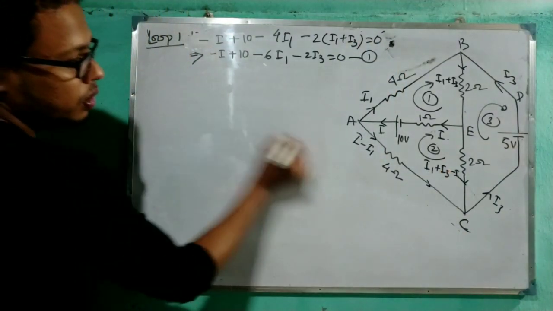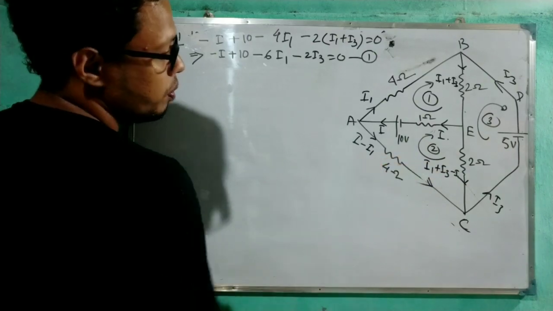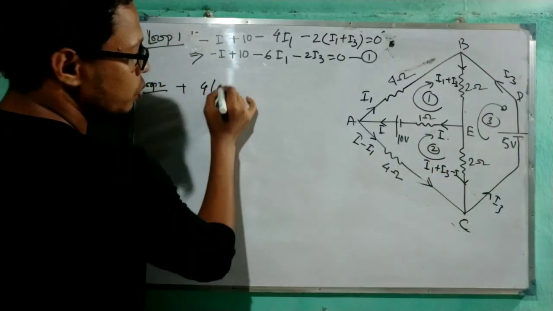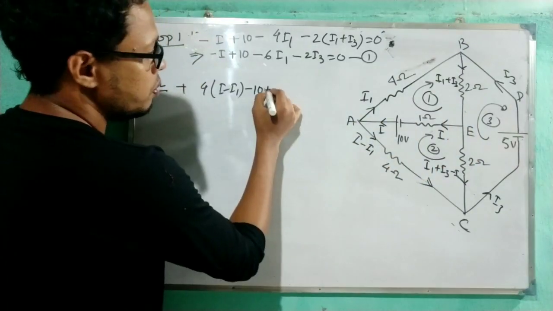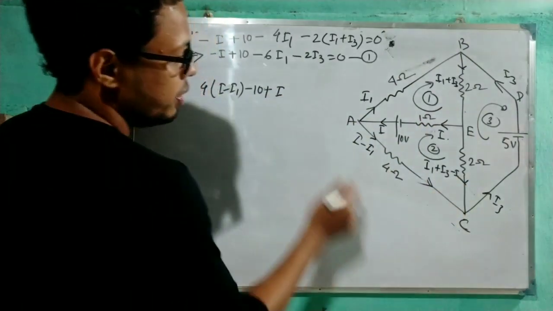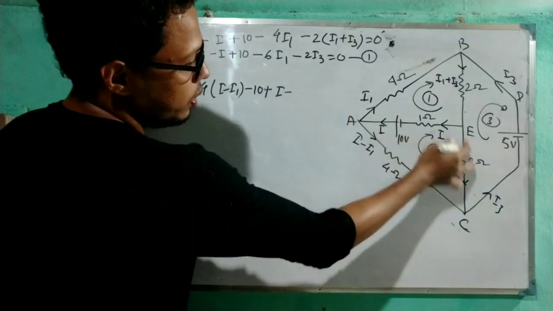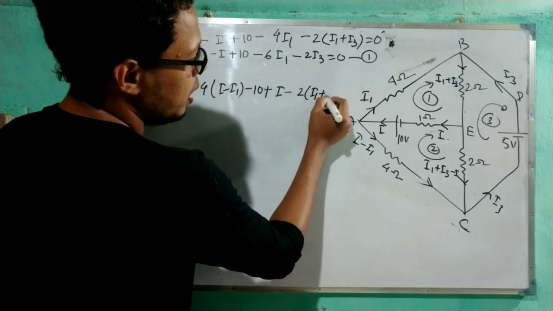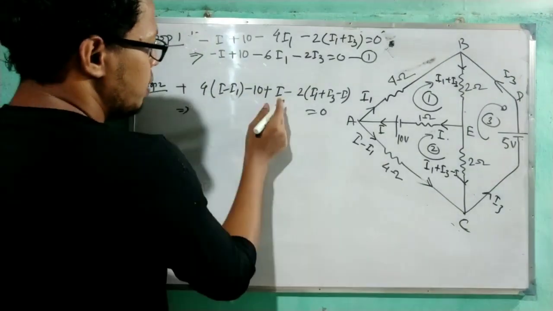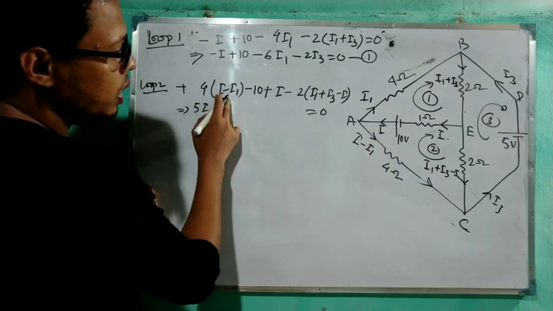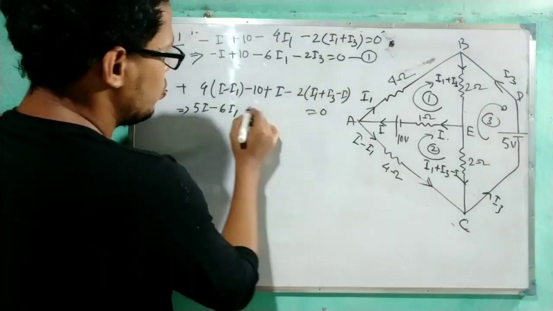Come over here, loop 2. The direction of current is opposite to the path, that's why plus. So how much current is flowing? 4 into I minus I1. Again, plus to minus, minus 10 volt. Again, opposite means plus I. Again here, it is in the direction, so minus. They are in the same direction, so 2 into I1 plus I3 minus I, which will be 0. Clear? Solve it. It will come 4I plus I, 5I, minus 4I1 minus 2I1, minus 6I1, and here it is minus 2I3.